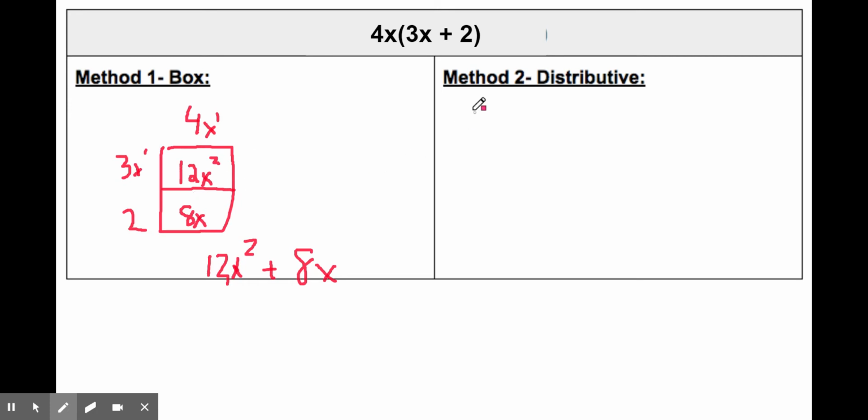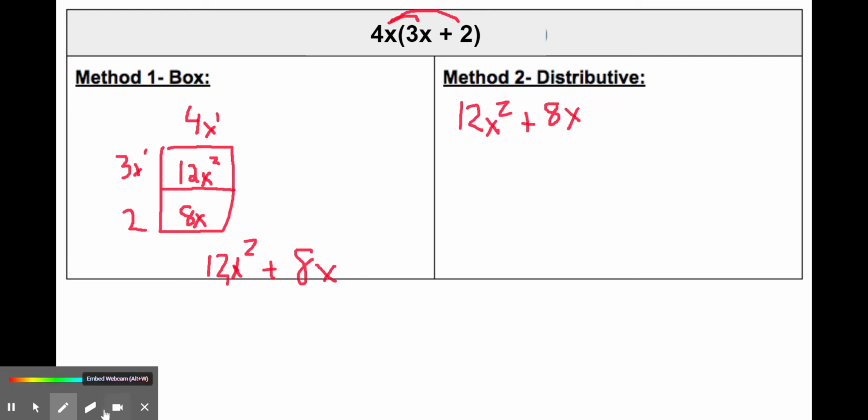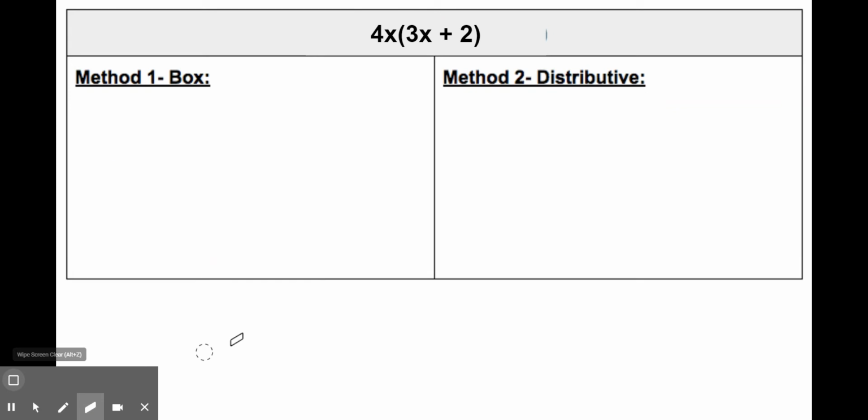Now, when it comes to distributive, you're going to take the term that's on the outside of the parentheses and distribute the 4x to both of the terms that are inside. So 4x times 3x is going to be 12x squared, and then 4x times 2 is going to be 8x. So either way, as you see as we do these problems, you're going to get the exact same answers. It's just a matter of what method you choose in order to get that answer.